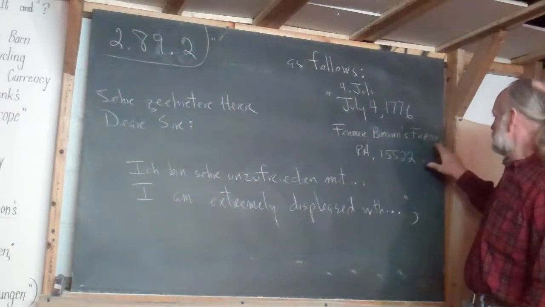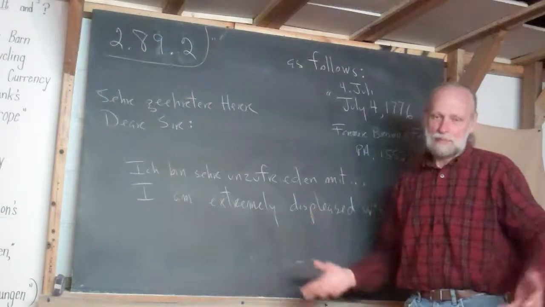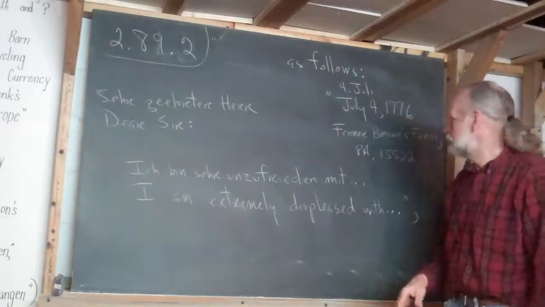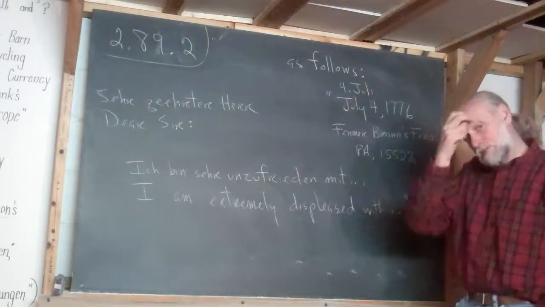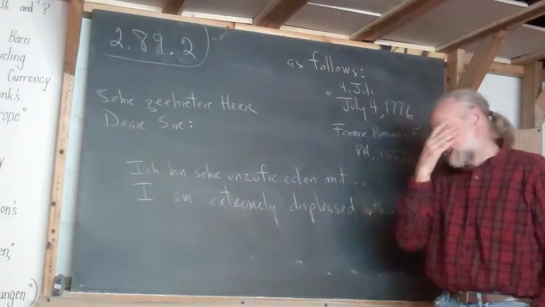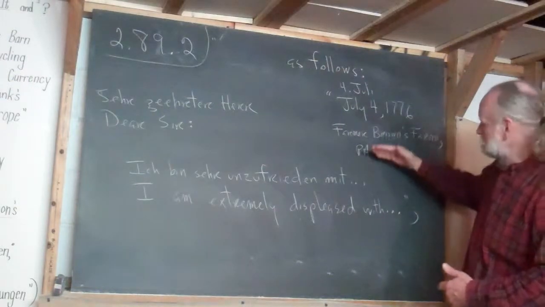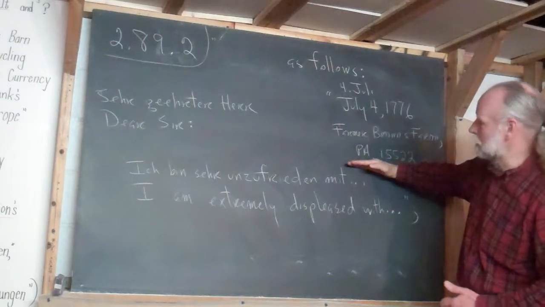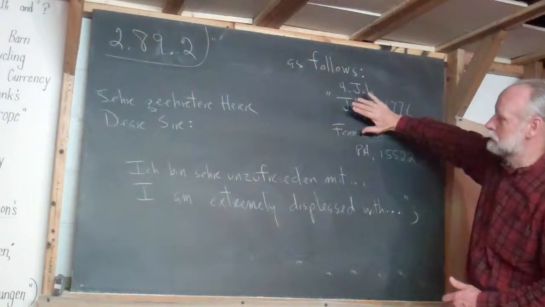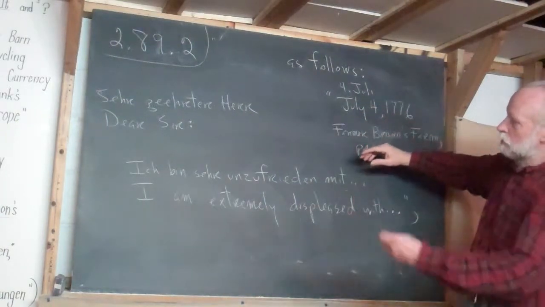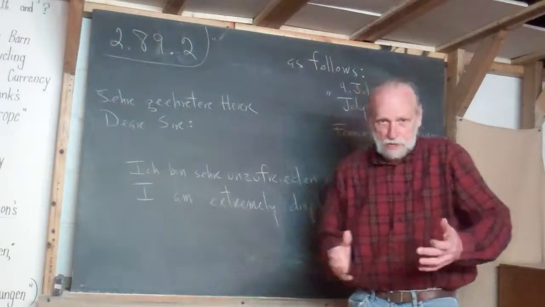Farmer Brown's farm, comma, that's the made-up place. That would be the town, the city. Comma, PA, that's the state, Pennsylvania, comma, and then 15522 is the zip code. That would be on the next line probably. And this would all be up. And so then you go over and begin the letter, Dear Sir.